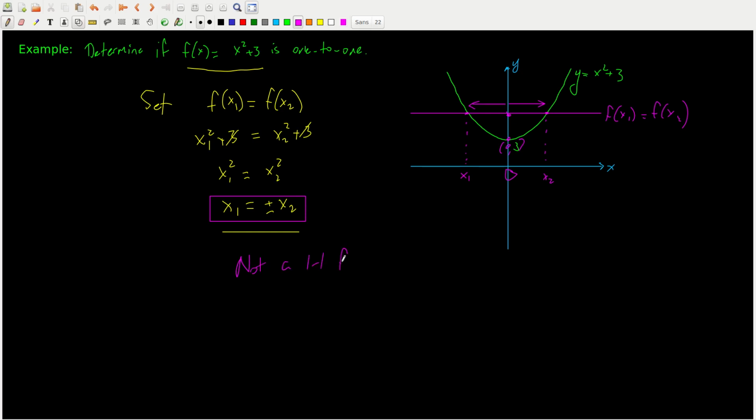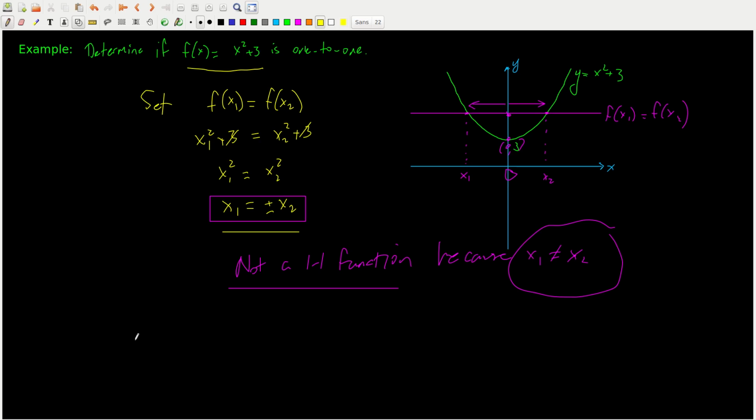This is not a one-to-one function because when we tried to force the y values to be the same, we found that the x values were not automatically the same. There's actually two different x values that are possible here. Let me make a nicer x there. That's not much nicer. Because we didn't automatically find that x1 and x2 were the same, we're not guaranteed that, we know that this is not a one-to-one function.